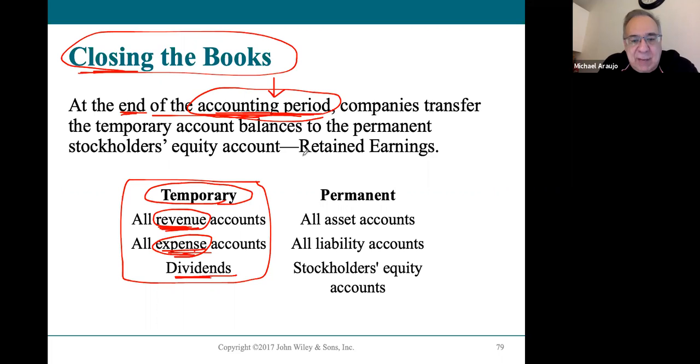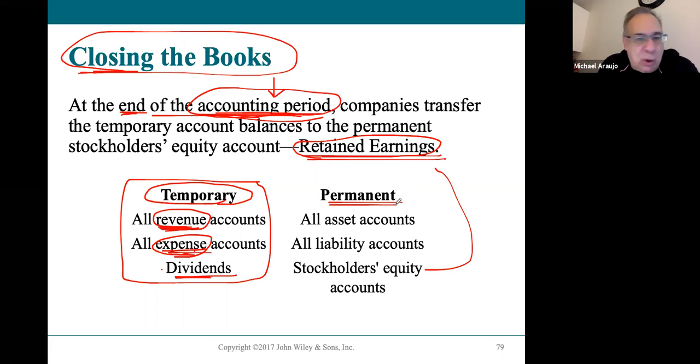Remember, everything has been transferred to retained earnings, right? Revenue and expenses will give you your net income. Net income goes on the retained earnings statement. We take away dividends, and that gives you the ending retained earnings. Retained earnings is a stockholders' equity account, which is a permanent account.